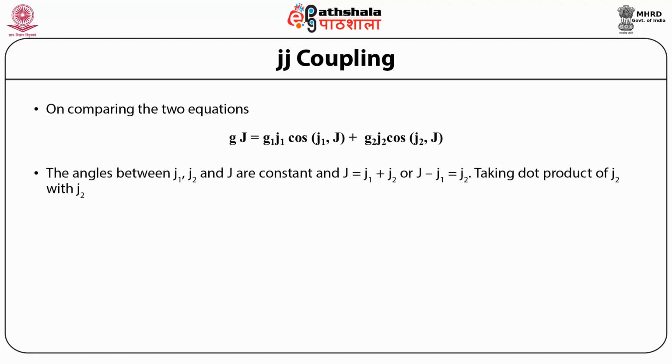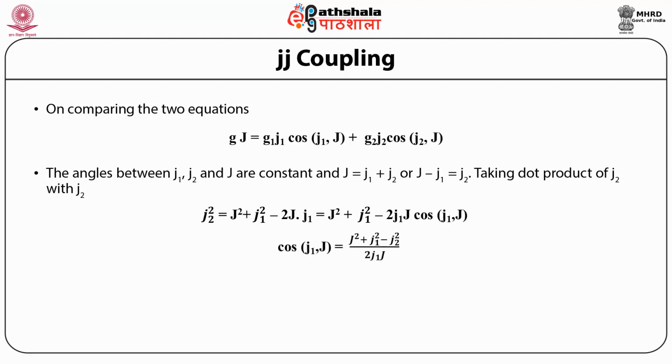The angles between J1, J2 and J are constant, and J is equal to J1 plus J2, or J minus J1 is equal to J2. Taking the dot product of J2 with J2, you get J2 square is equal to J square plus J1 square minus 2 J dot J1, is equal to J square plus J1 square minus 2 J1 J cos J1J, where cos J1J is equal to (J square plus J1 square minus J2 square) upon 2 J1 J. Similarly, cos J2J is equal to (J square plus J2 square minus J1 square) upon 2 J2 J. Here we need to take into consideration whether we are writing the small j or the capital J.